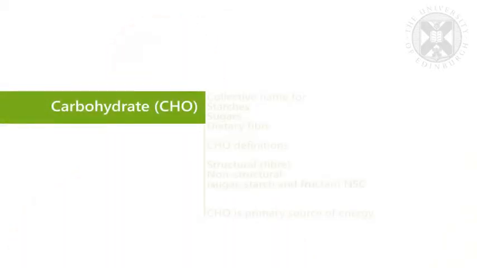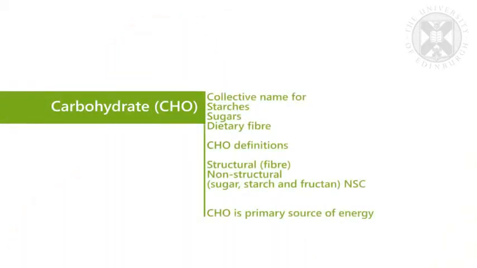Carbohydrates, often abbreviated as CHO, is the collective name for sugars, starches and dietary fibre. Dietary fibre is particularly important in horse diets, and we've considered that previously. Carbohydrate is defined in two ways: structural carbohydrates, the fibrous fraction of the feedstuff, and non-structural carbohydrates, the sugars, the starches and the fructans, and we'll talk about all of these in more detail as we move through.